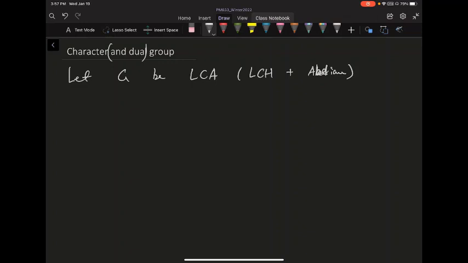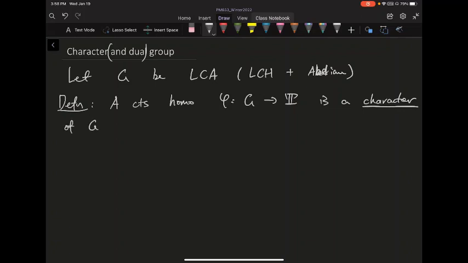All right, so the character group has a nice definition, so let's define it. A continuous homomorphism, say phi, from this group G to the unit circle is called a character of G. So essentially, all the characters form the character group, or the dual group. The set of all the continuous homomorphisms, or all the characters, is called the dual group.